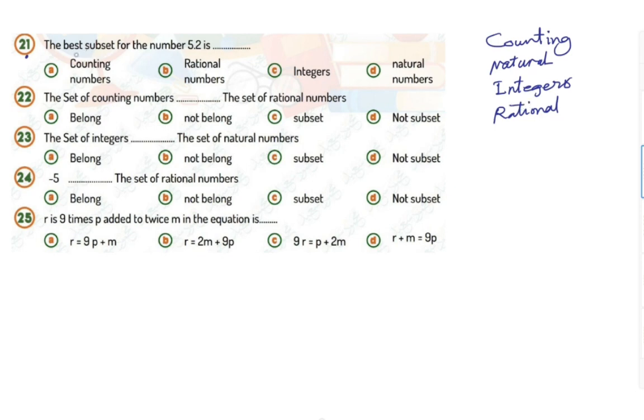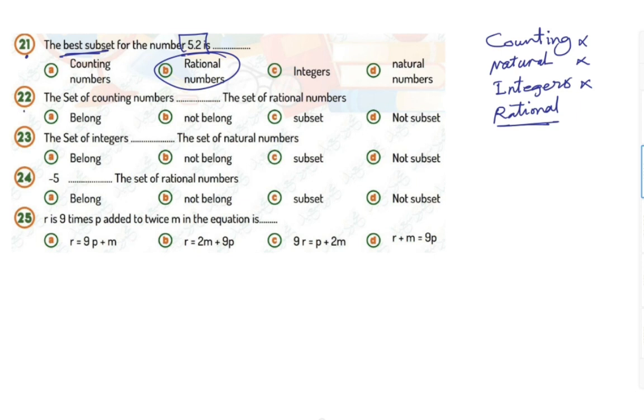So to find the best subset for this number 5.2, start with counting numbers. Does 5.2 belong to counting numbers? No. Does 5.2 belong to natural numbers? No. Does 5.2 belong to integers? No. So 5.2 belongs to rational numbers. So the best subset here is rational numbers.